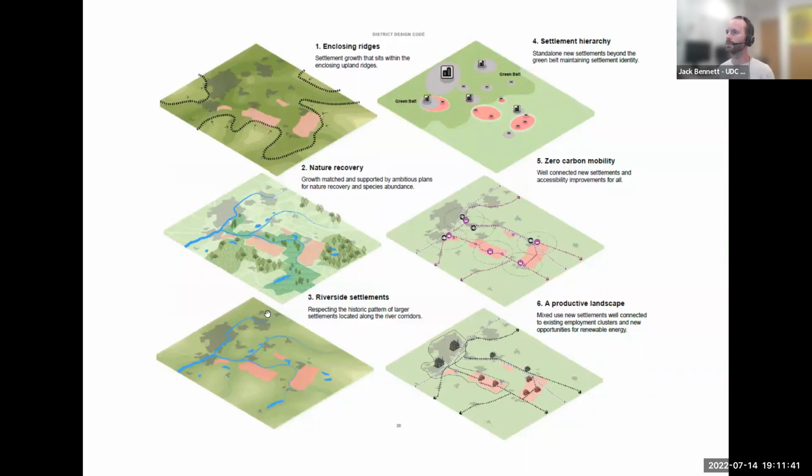And it might include things, high level principles like nature recovery might be a key aim, zero carbon mobility, active travel, walking, cycling, public transport. Obviously a challenge in Uttlesford, but something we'll be potentially prioritizing. Productive landscapes, local food growing, and enclosing ridges, setting principles for how development should respond to the landscape, all these kind of things. But this, again, is just an example, but this is what we'll be working through.